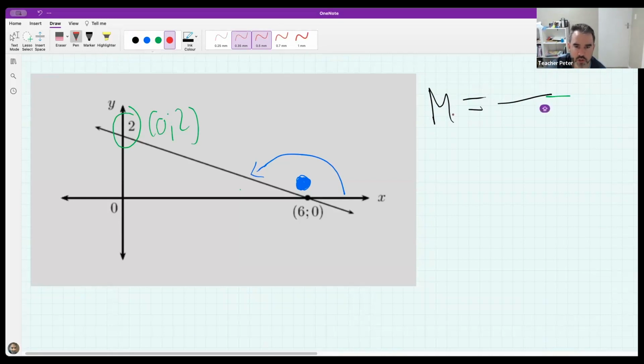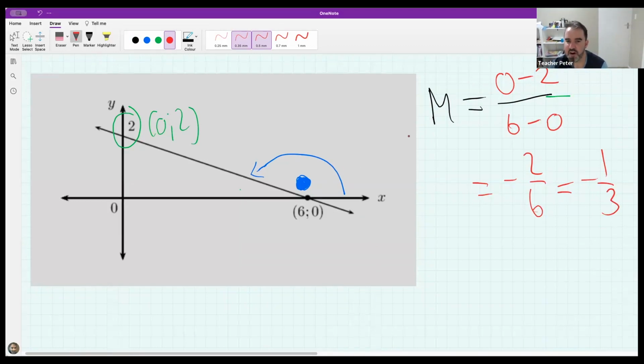So actually, I'm going to do this with you because I think I'm feeling pretty confident now. So I go 0 minus 2, and then 6 minus 0, so minus 2 over 6, or minus 1/3. Okay, so we have our gradient. Now, okay, thank you, Bukle. I want to know, what is that blue angle going to be? I want you to try and work it out using this formula.